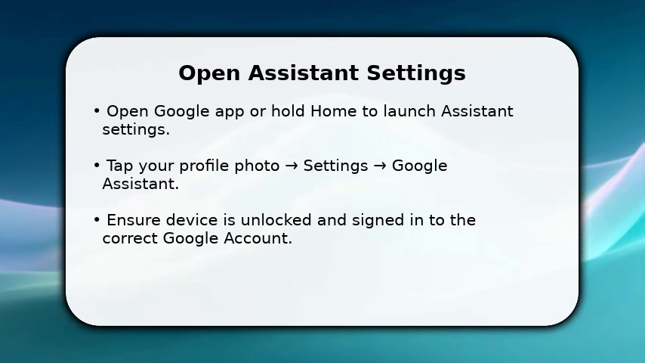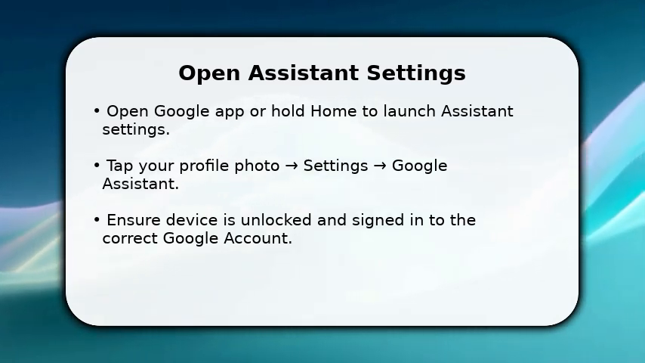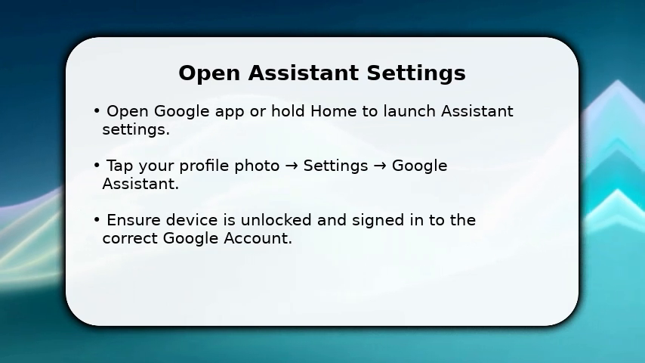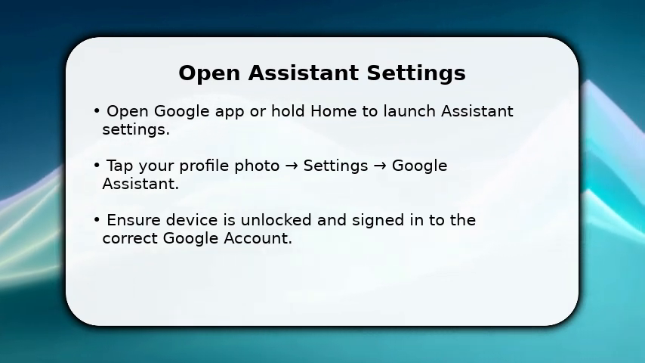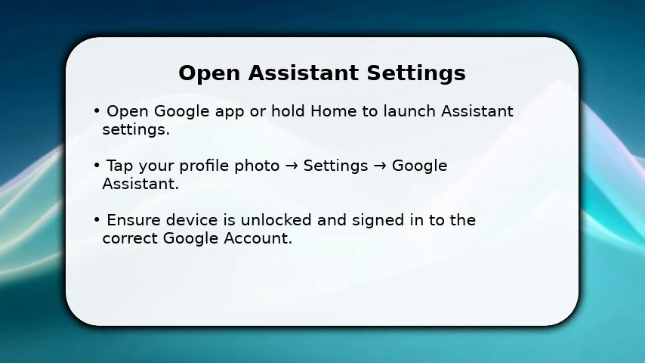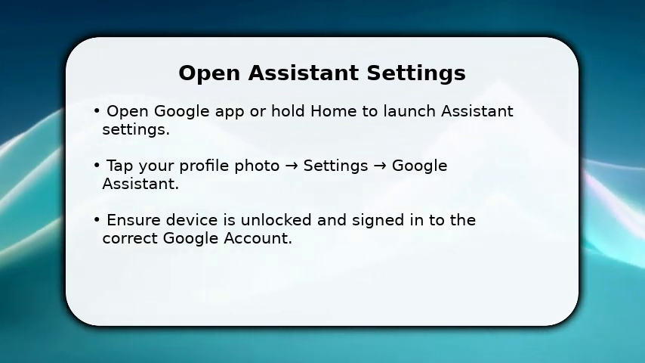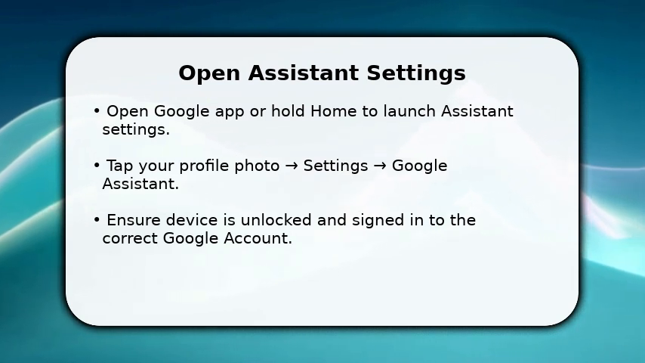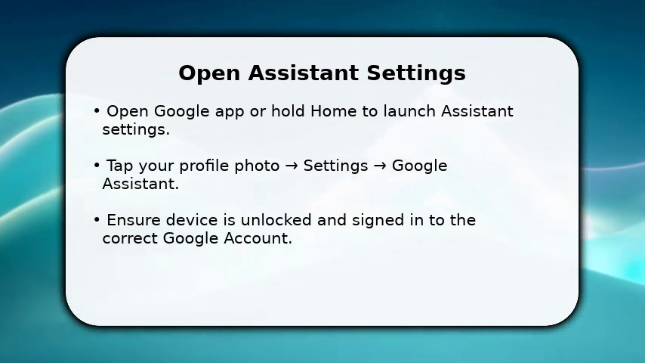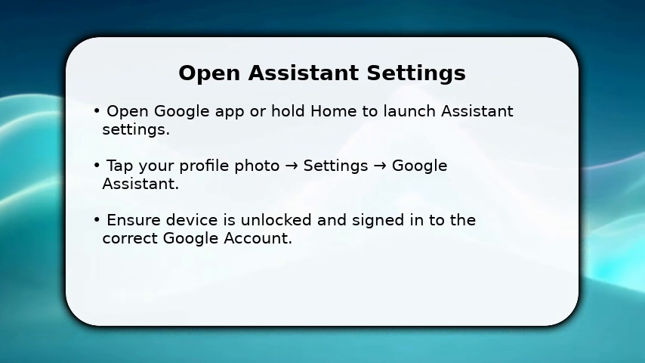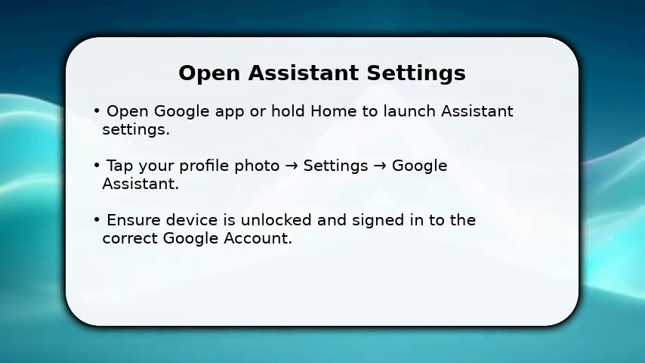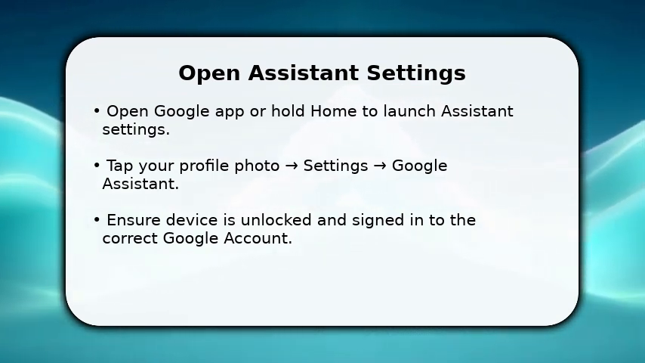You're starting inside the Google Assistant settings. Do that now. Open the Google app or long press Home to bring up Assistant, then tap your profile photo and choose Settings. Once done, go to Google Assistant and confirm the active Google account at the top so you're changing the right profile. Make sure the device is unlocked and connected to the internet. These conditions let the options appear. Now move to Voice Match in the next step to remove the saved voice data.